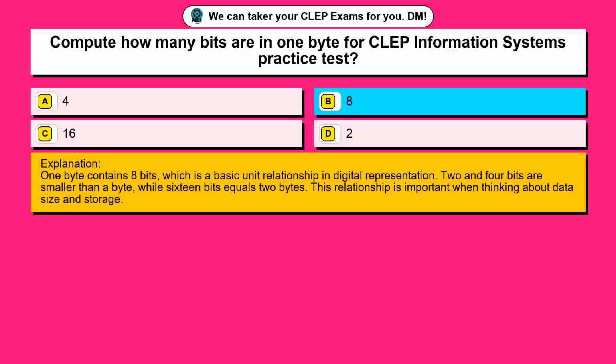1 byte contains 8 bits, which is a basic unit relationship in digital representation. 2 and 4 bits are smaller than a byte, while 16 bits equals 2 bytes. This relationship is important when thinking about data size and storage.